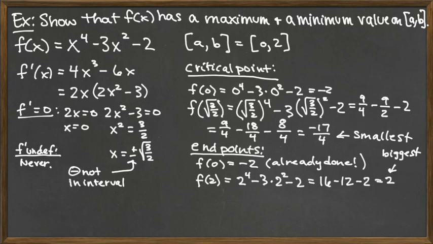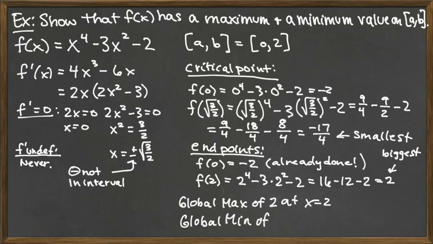And so we're able to make our conclusions now based on those values. We've got a global max of the biggest value, so that would be a global max of 2 at x equals 2. And we would have a global min of the negative 17 over 4, and that would be at that positive root 3 halves.